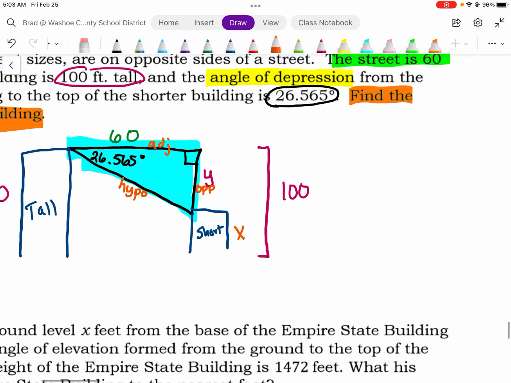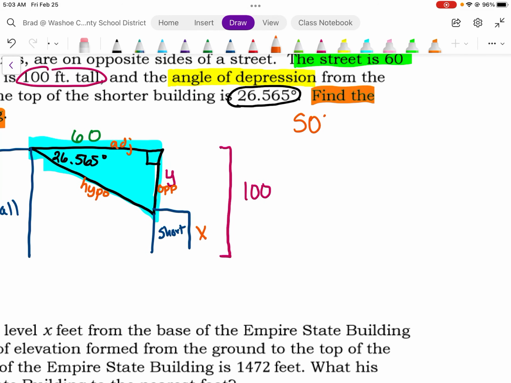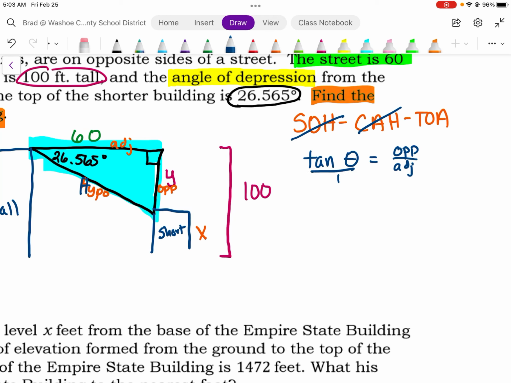So once again, it looks like we're going to be using tangent. And the reason why I know that is as I write my SOH CAH TOA out, I see that it says hypo here. There's no information. So anything with an H we can't use. So the tangent of some theta is going to be opposite over adjacent. We're going to do tangent over 1 so we can cross multiply. So the tangent of this very specific 26.565 degrees over 1 is going to be the opposite, which is y, over the adjacent, which is 60.